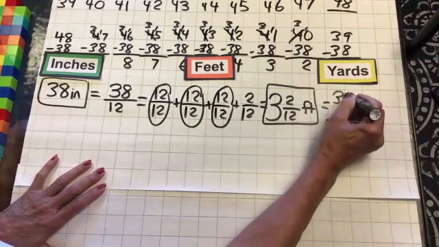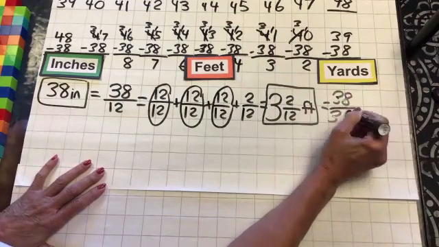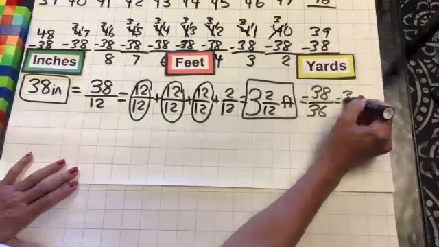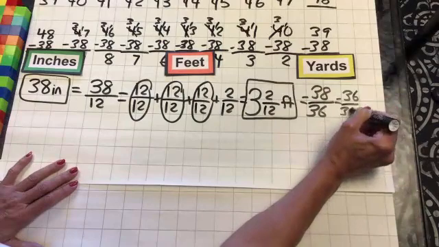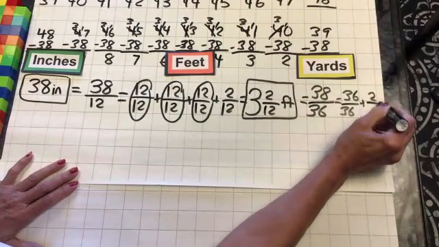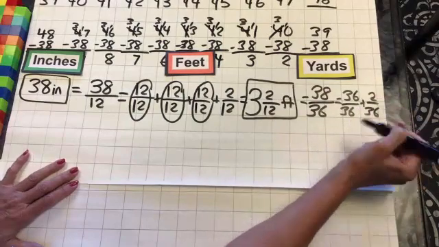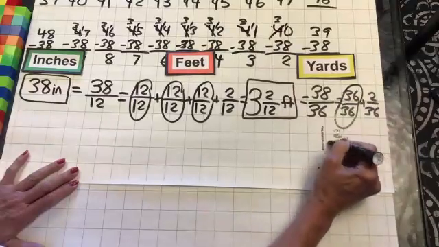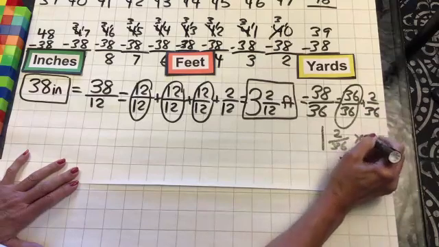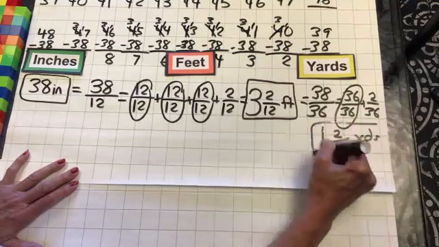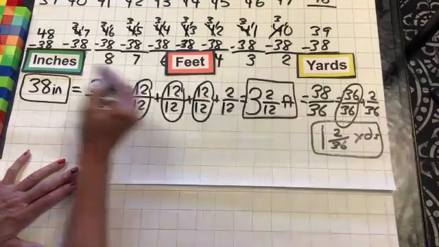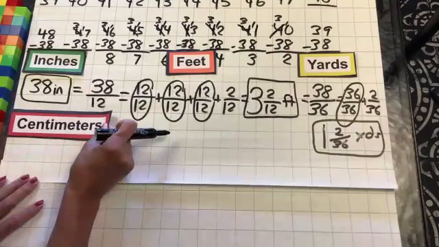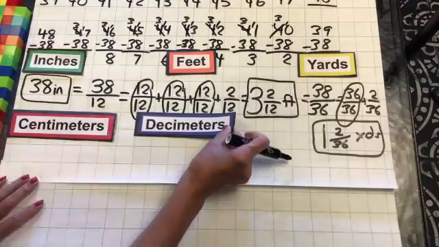Now we've got 38 over 36. It takes 36 inches to make a yard. And we know we've got 36 over 36 plus 2 over 36. So that means we have 1 2/36 yards. So all these are equal to each other. Let's go for our metric form.